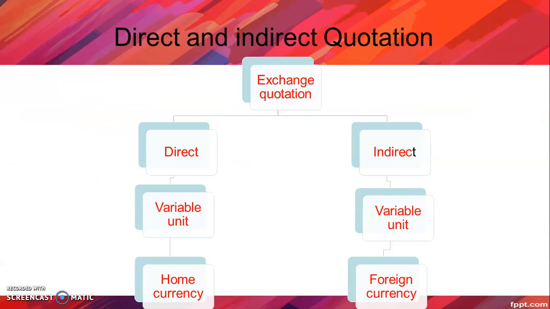From the figure, we can understand that under direct quotation, the number of units of foreign currency is kept constant, and any change in the exchange rate will be made by changing the value in terms of home currency. Under indirect quotation, any change in exchange rates will be effected by changing the number of units of foreign currency, and the units of home currency is kept constant.